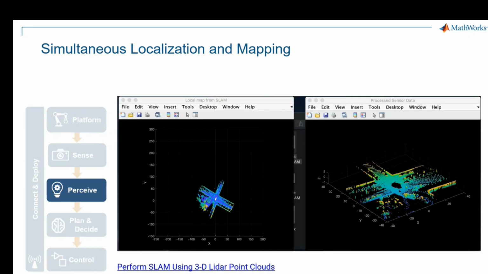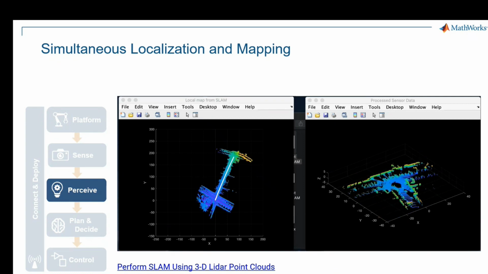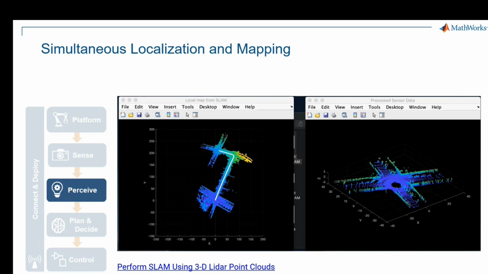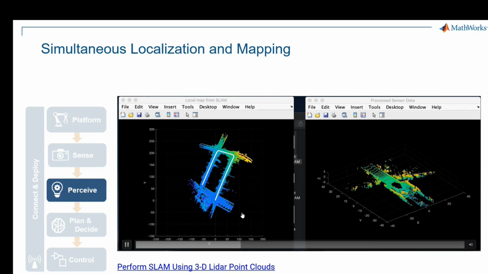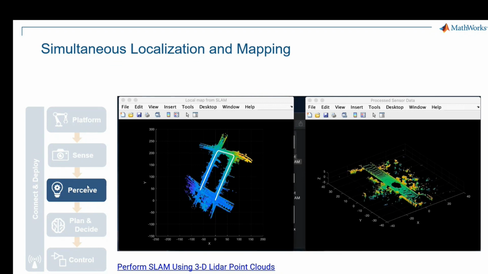The same idea can be done with laser scanners. So the only difference is that now, instead of tracking the features of the camera over time, we're going to do scan matching. We're going to match laser scans over time to estimate the localization. At the same time, we're creating a map of the environment, as we're seeing here. So this was the last part of the perception.